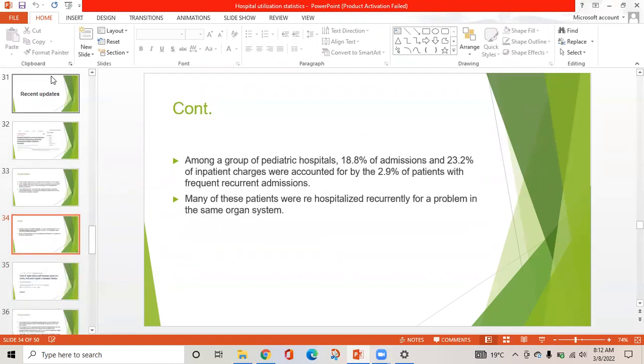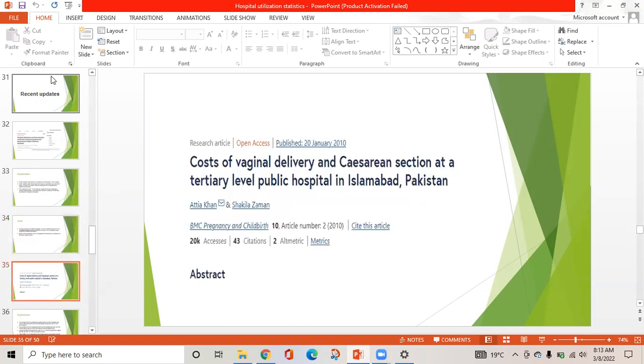Among a group of pediatric hospitals, 18.8% of the admissions and 23% of the inpatient charges were accounted for by the 2.9% of the patients with frequent recurrent admissions. Many of these patients were rehospitalized recurrently for a problem in the same organ system.